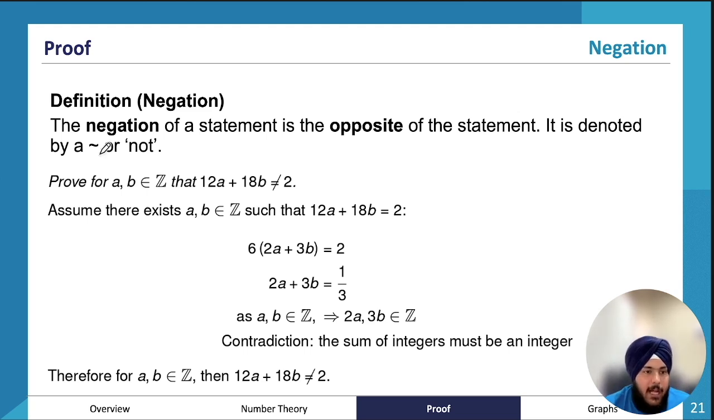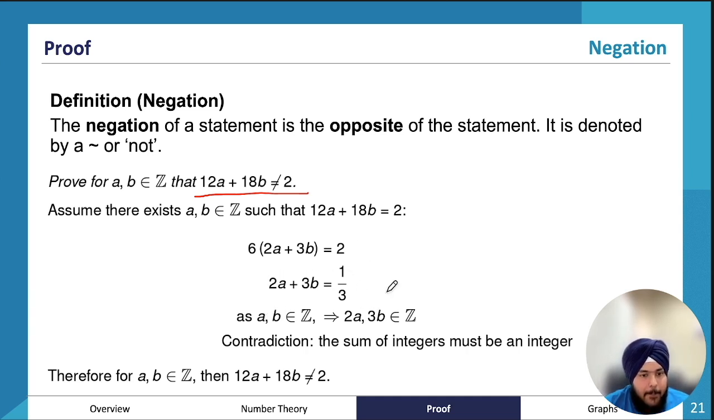So for example here, we have to prove that 12A plus 18B does not equal 2. For the proof, we'll start by assuming that it is equal to 2, and then ultimately show that mathematically it doesn't work out. So if 12A plus 18B is equal to 2, then we know that 2A plus 3B is equal to a third.